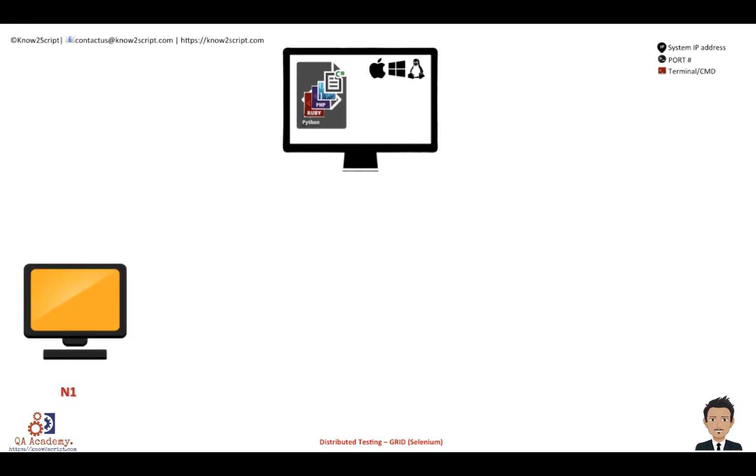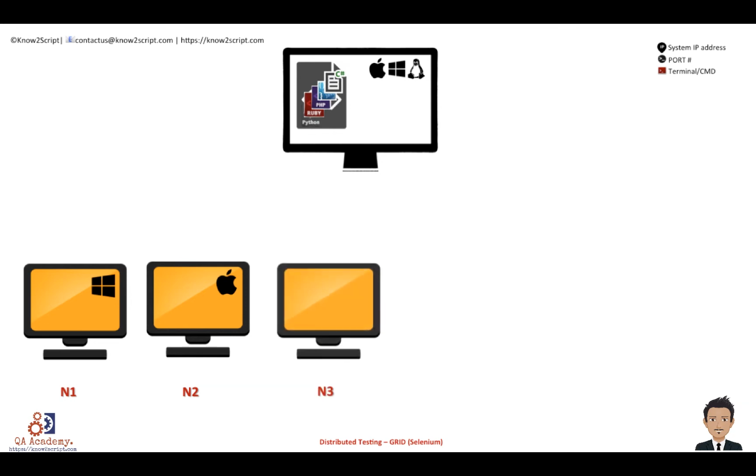I will choose one system and I will notate it as N1, and this computer has a Windows OS. Then I will take another computer and notate it as N2 with the operating system OS X, so that is a Mac computer. And then I will choose another system whose operating system is Linux. Now I have three different types of computers with three different types of operating systems.